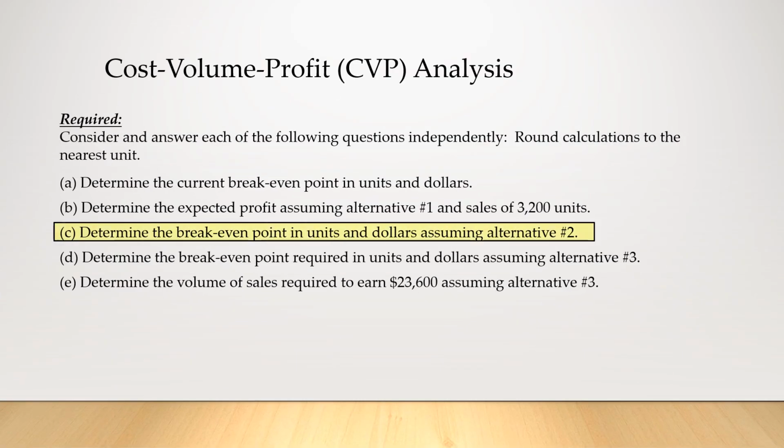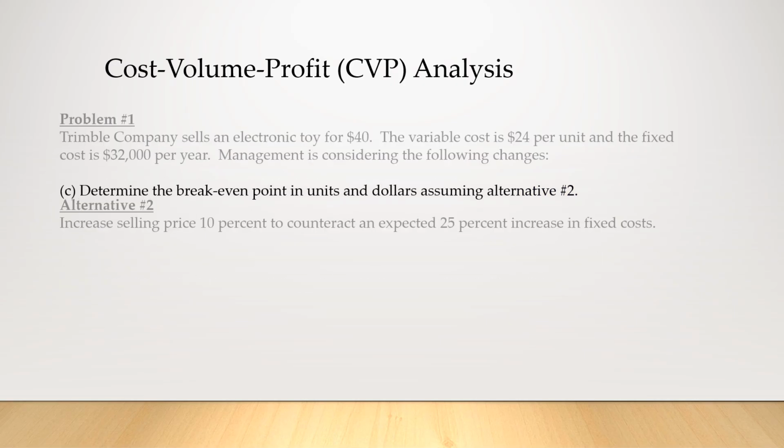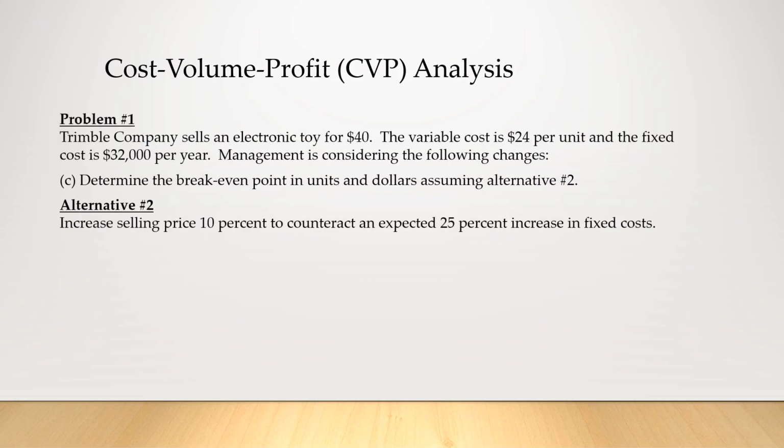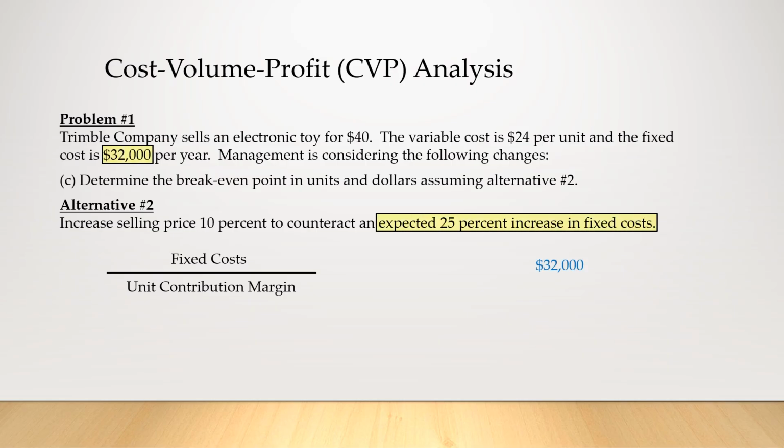Letter C. Determine the break-even point in units and in dollars assuming alternative number 2. To get the break-even point under alternative 2, begin with our formula for the break-even point. Our standard fixed costs of $32,000 are expected to increase by 25%, so multiply that number by 1.25. The revised fixed costs are $40,000.